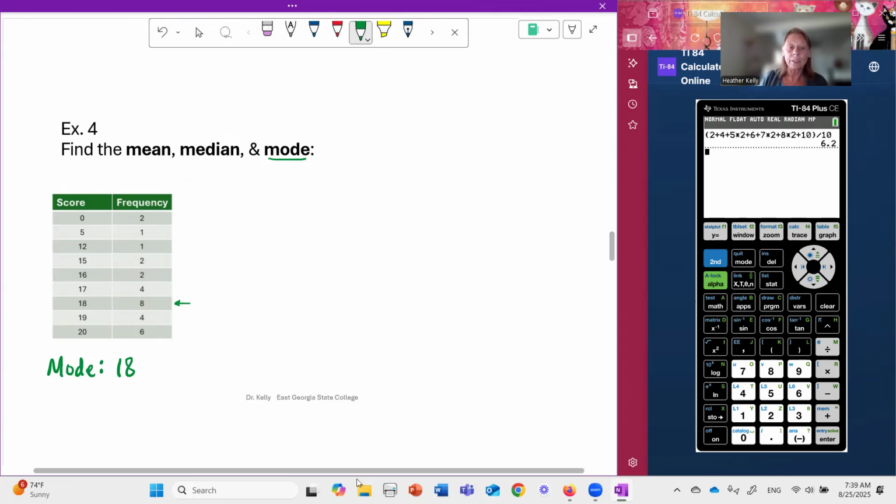The next thing we need to do is let's figure out the median. And for the median, this is already in order, right? It's completely in order.